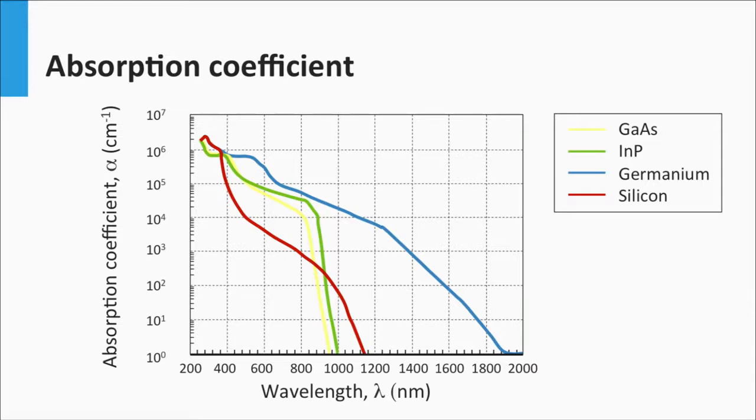Germanium, indicated by the blue line, is like silicon. It is an indirect bandgap material. It has a bandgap of 0.67 electron volts, which means it already starts to absorb light at wavelengths below 850 nanometers. In the visible part, germanium has some direct transitions as well.